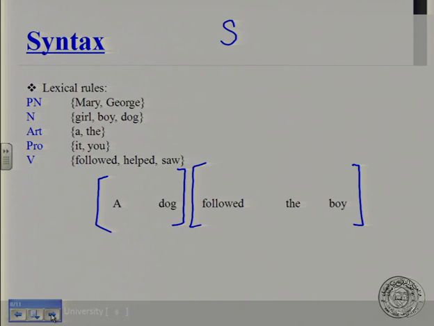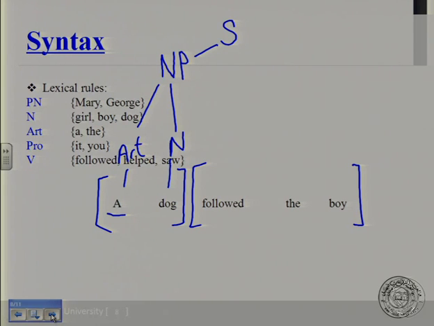Now, the first part consists of an article and a noun, capital N. This part is called NP, that is noun phrase. So we can make arrows like this. I'm just making the tree diagram for this sentence. So this is a sentence. The first part is called a noun phrase, and this noun phrase consists of an article, a, and dog as a noun. Now, these two, as I said, are called constituents. A, an article, is a constituent, and dog, a noun, is a constituent.